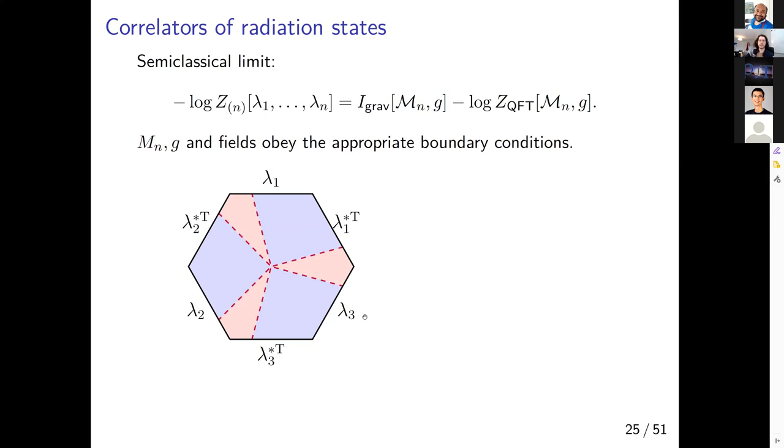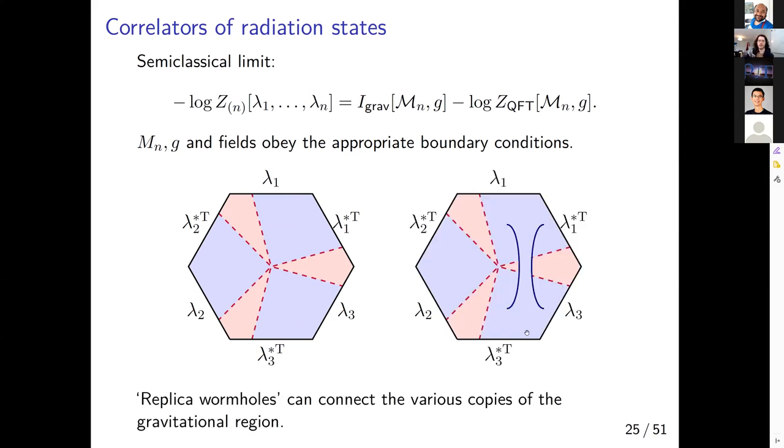So really the key insight that led to the island formula is that, okay, this is one contribution, but really there's all kinds of different topologies that can contribute here. Because we have gravitational regions and gravitational theory includes topology changing processes, we should allow all possible topologies that connect the different gravitational regions. So for example, we could have a configuration that looks something like this. There's now a wormhole that connects the first copy of the system to the third copy of the system.